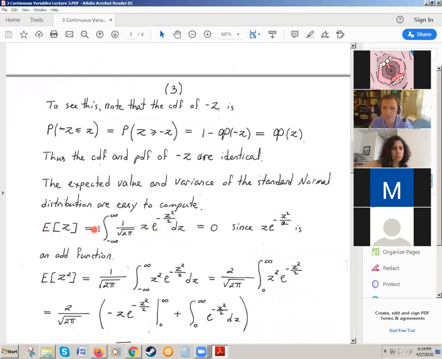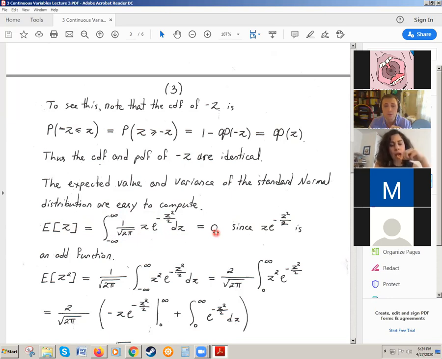The expected value of z is the integral from minus infinity to infinity of the density function multiplied by z. And this here is an odd function, so I don't even need to bother integrating. I could if I want to, but it's an odd function on a balanced interval. So you have plus area, minus area. They cancel each other out, and you get 0. So the expected value of z is indeed 0.